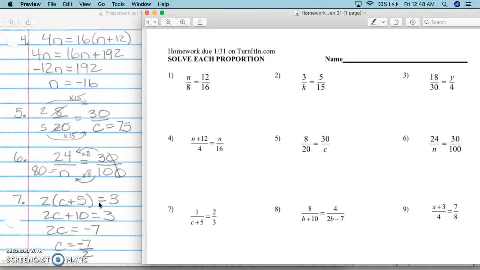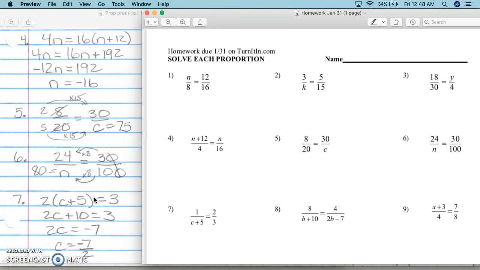This is another one where I noticed I could reduce the 30 over 100, take out those 10s there, that last 0 on each one, and I get 3 over 10. Then I saw a relationship to go from 3 to 24 was times 8. So 10 times 8 is 80. And I'm done. For number 7, I had to cross multiply.